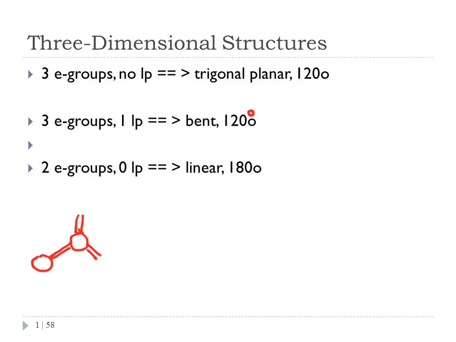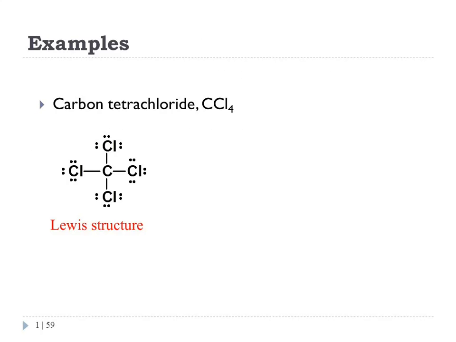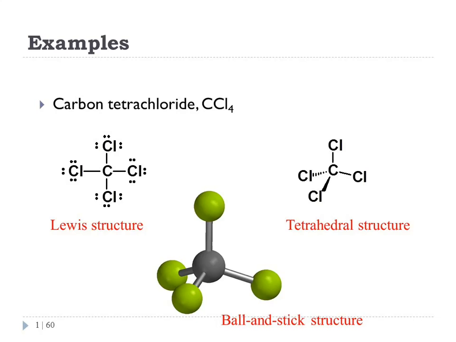Any questions? What would the shape of this molecule be? There's its Lewis structure. How many groups around the carbon? 4. So this is tetrahedral, right? There are no lone pairs. So it's tetrahedral. We can draw it like this with our wedges and dashes. Here's an illustration of the ball and stick model.